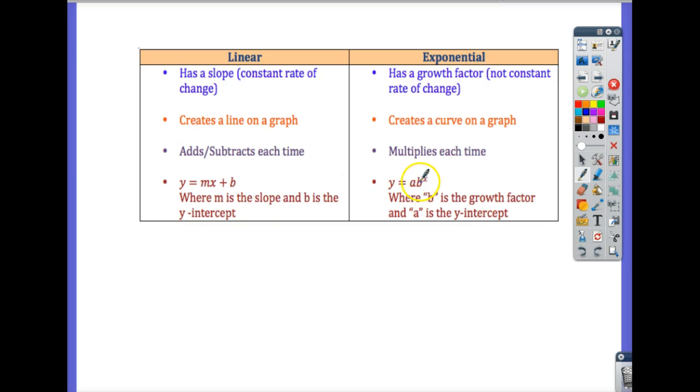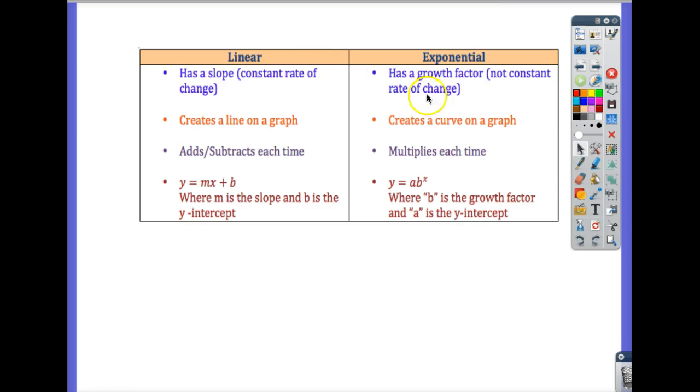Linear can be written in the form y equals mx plus b, and exponential is y equals a times b to the x, where b is the growth factor, a is the y-intercept, and we know m is the slope and b is the y-intercept in slope-intercept form. So we're going to go through each one of these and see exactly what they mean.